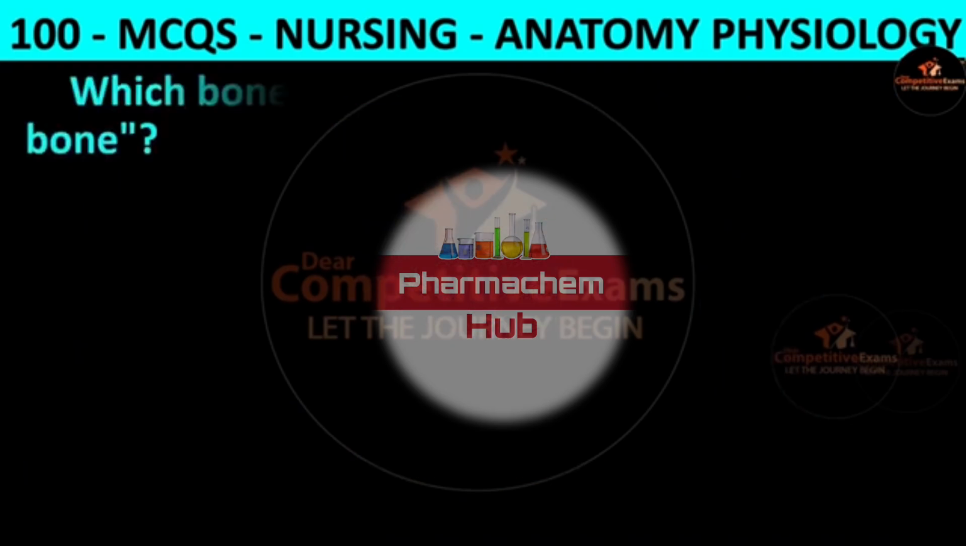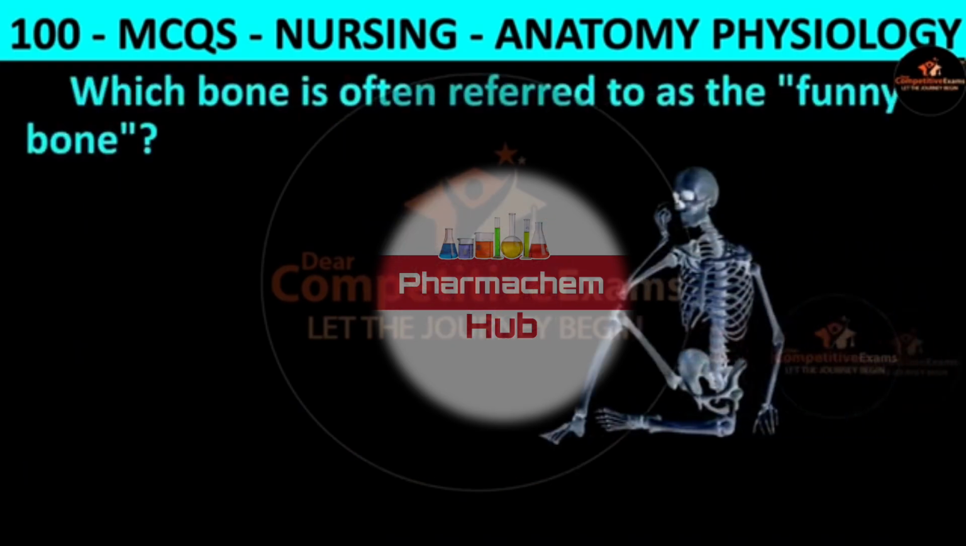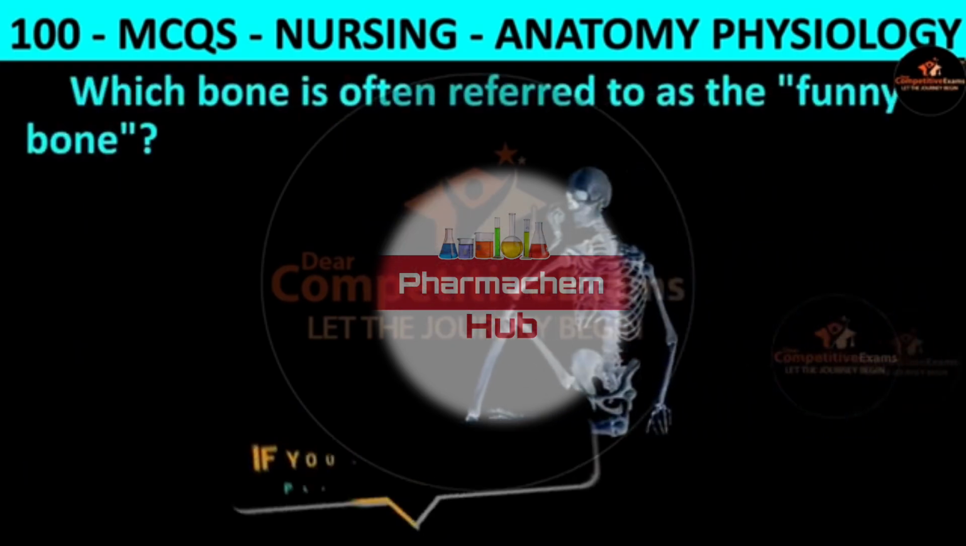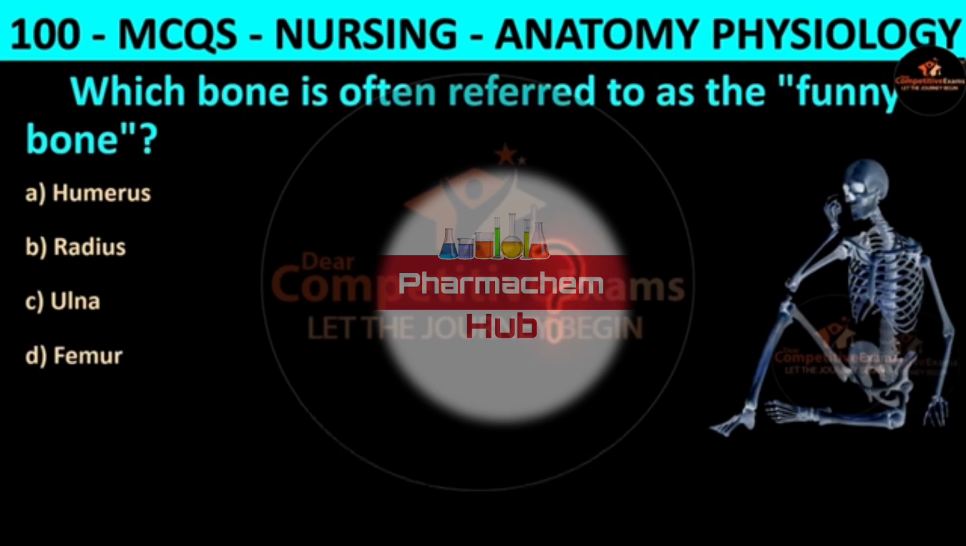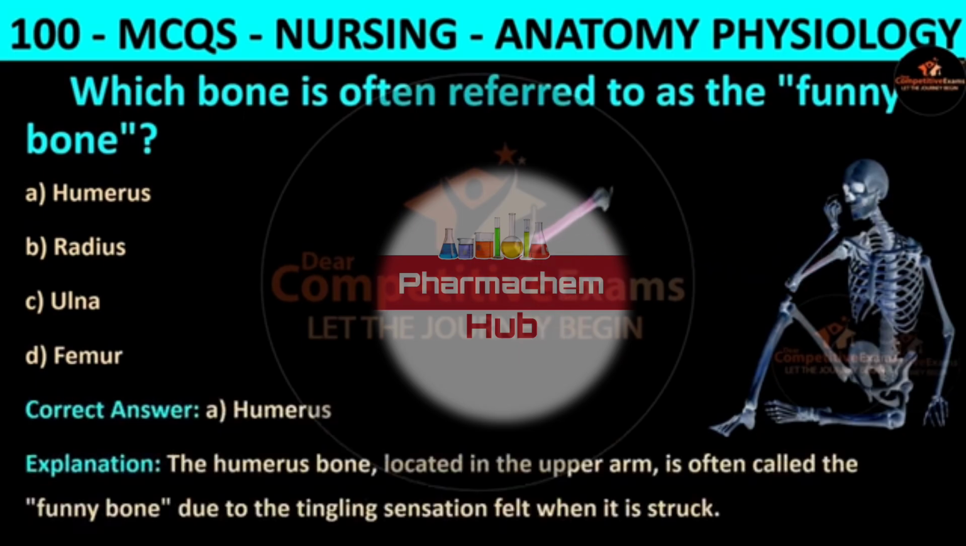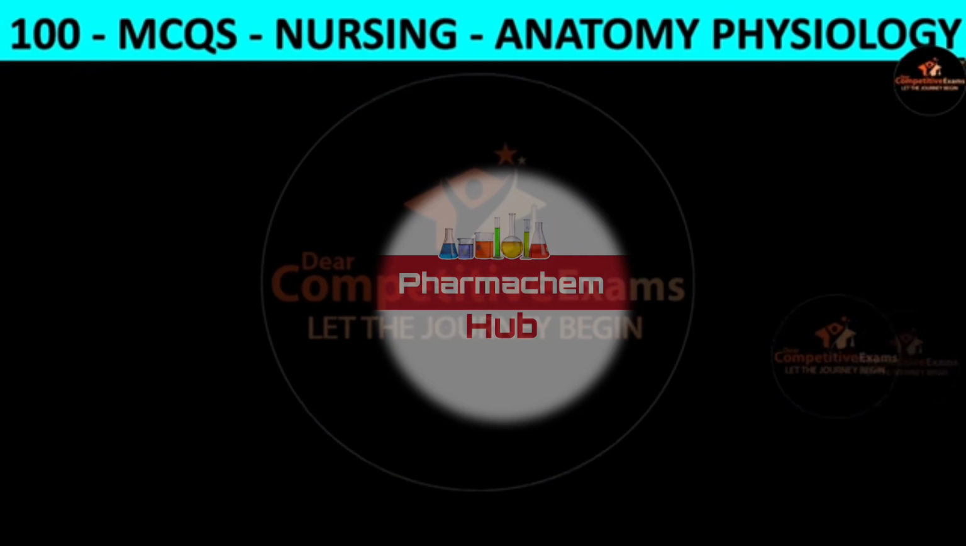Question number 87. Which bone is often referred to as the funny bone? The options are humerus, radius, ulna, or femur. And the correct answer is A, that is humerus. The humerus bone, located in the upper arm, is often called the funny bone due to the tingling sensation felt when it is struck.